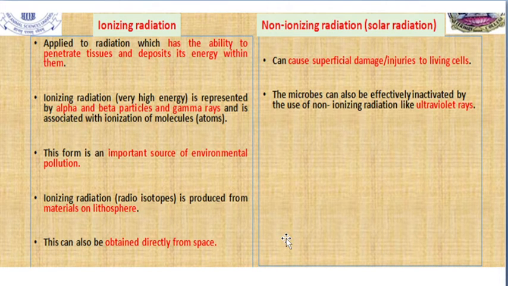Ionizing radiation has very high energy and is represented by alpha and beta particles and gamma rays, and is associated with ionization of molecules, meaning atoms. This form is an important source of environmental pollution nowadays. Ionizing radiation, that is radioisotopes, is produced from materials in the lithosphere also, and this can also be obtained directly from space.